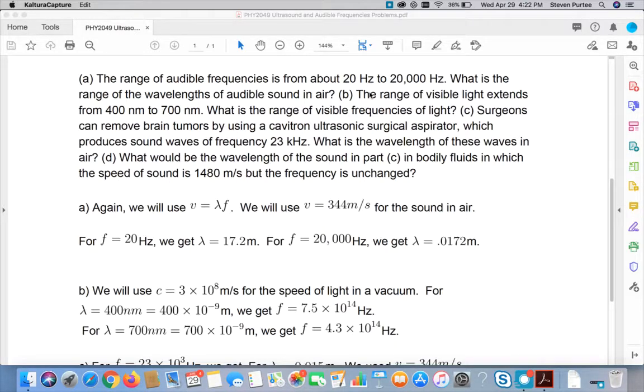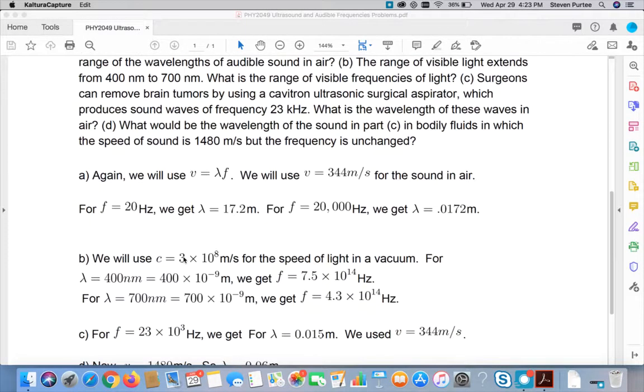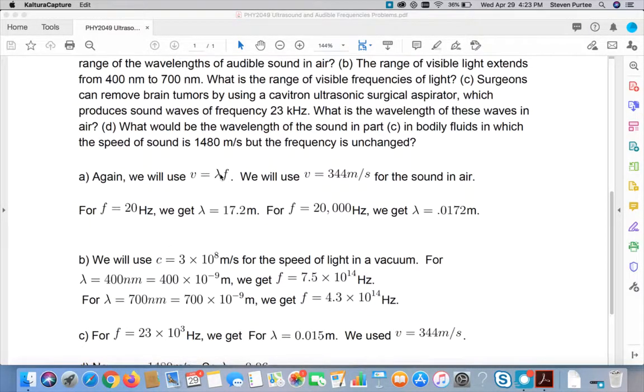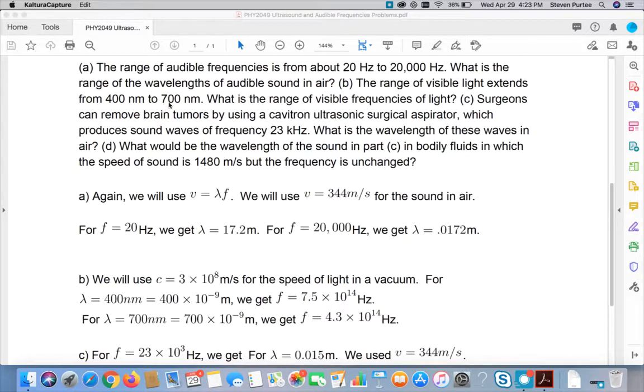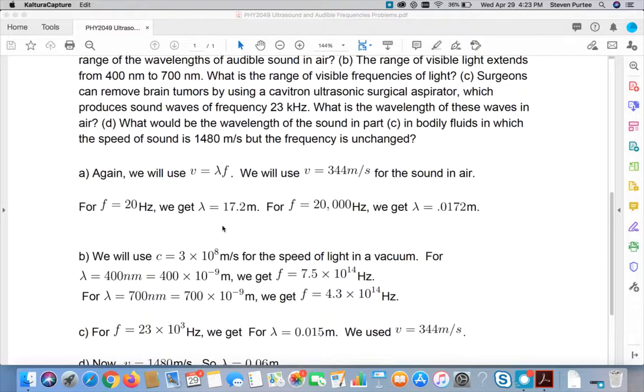Okay, part B, we're going to play the same game, this time with light. 400 to 700 nanometers are about what we can see. That's the range of visible light. Remember, light is just a wave. And the speed of light in a vacuum, we're probably actually in air here. Yeah, that's where we do most of our seeing, is in air. So we really should be using the speed of light in air. It's a little bit smaller than this, but this is good enough for the purposes of the problem.